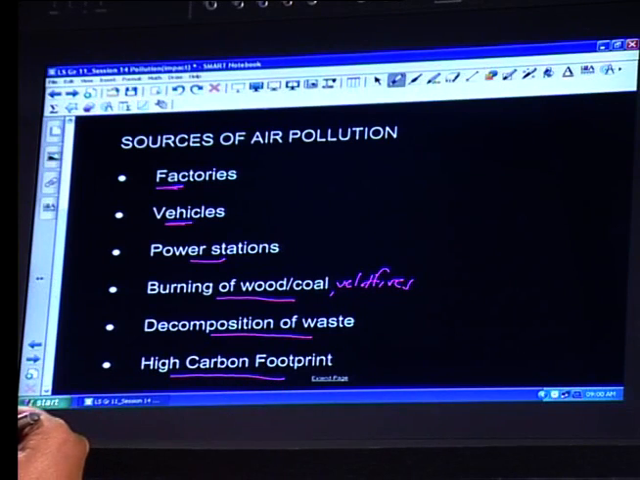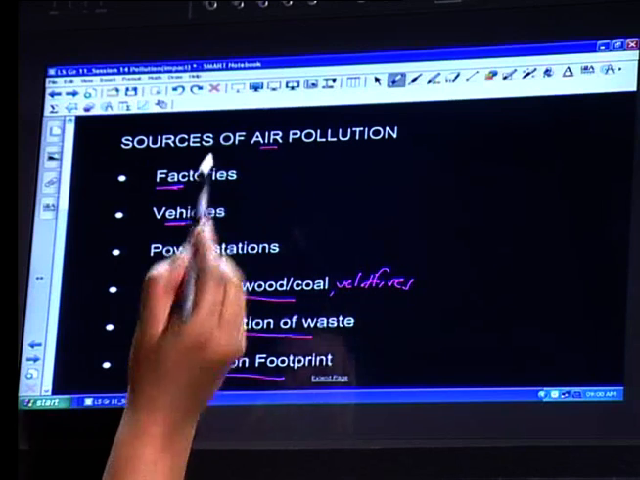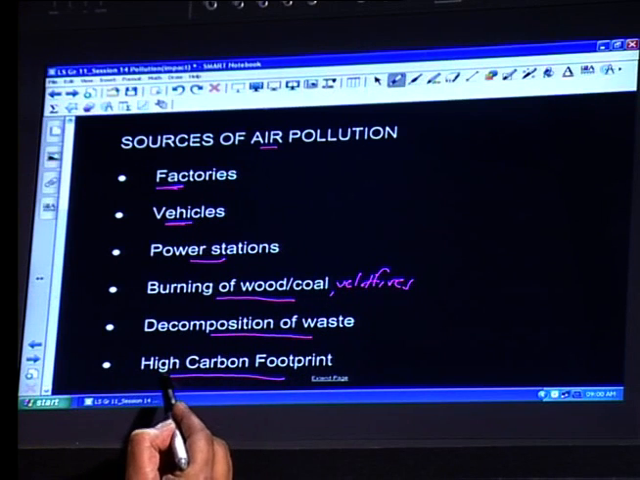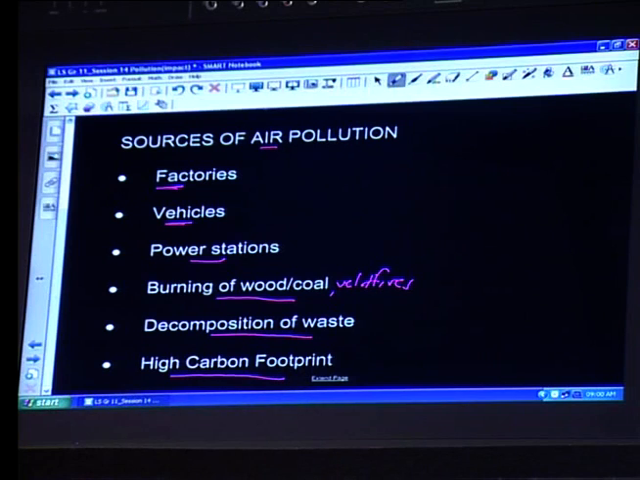This high level of air pollution is actually due to the high amounts of the carbon footprint. Now, what is a carbon footprint? It's the amount of carbon that one individual releases into the air every day. And you would say, but I do not release carbon. But remember, the more electricity you use, the more coal has to be burnt, the more CO2 is released into the air. So you are actually contributing to the carbon levels in the atmosphere.